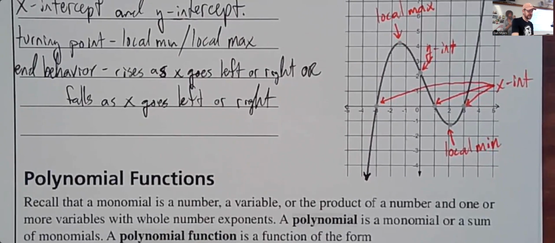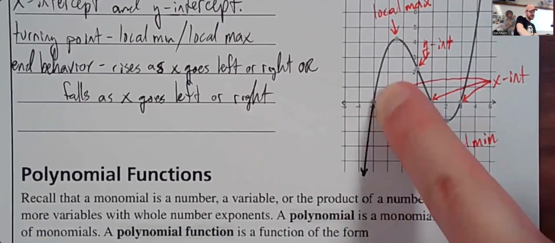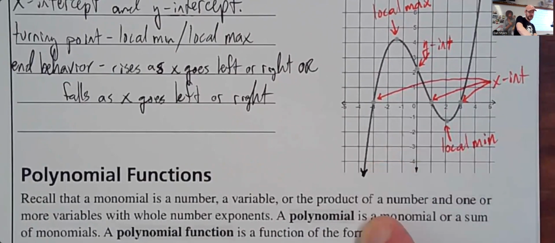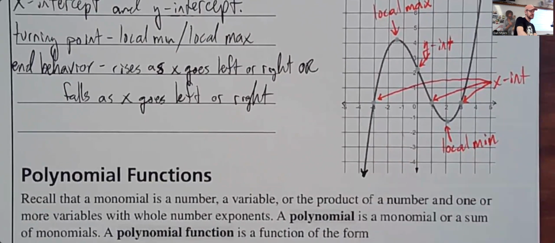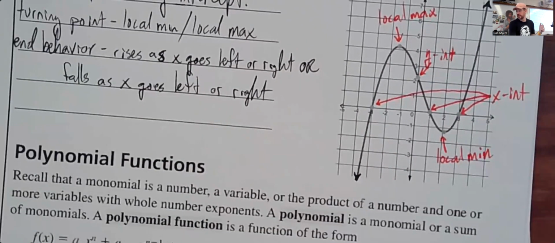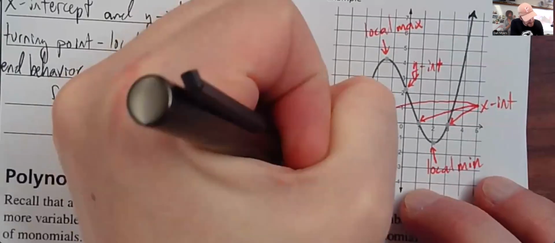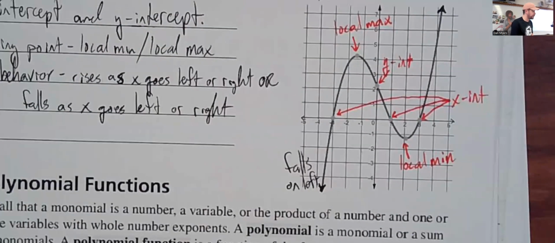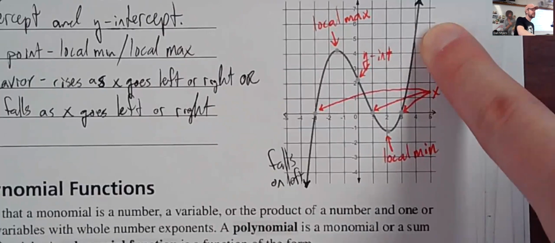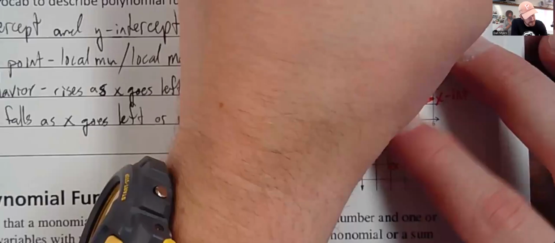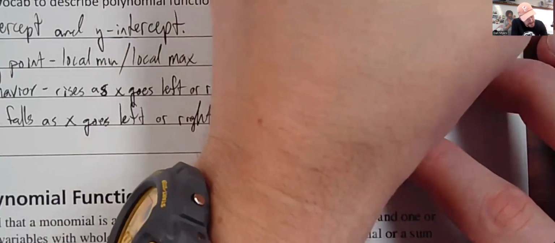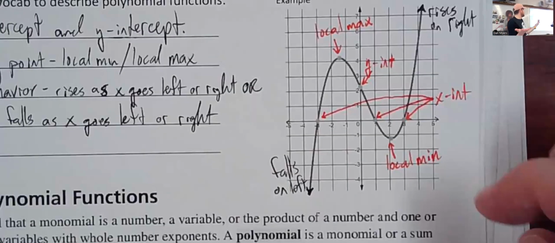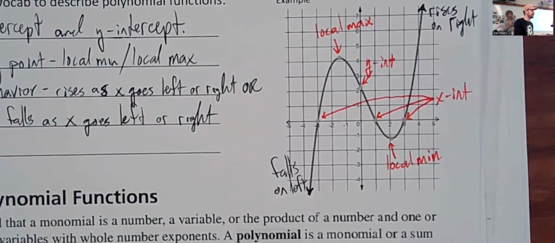So if we look at the left end here, is this rising or falling right here? Falling as x goes left. Okay, so falls on left. What would we write up here? Rises on right. Yeah, rises on right. We're just describing what's happening. These are just descriptors of what's going on with this graph. Yes, you are learning.